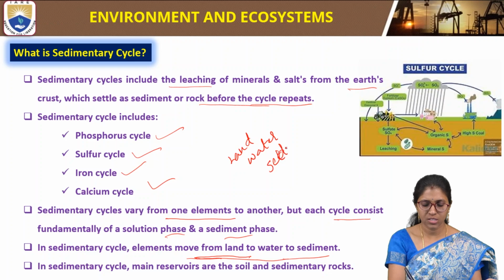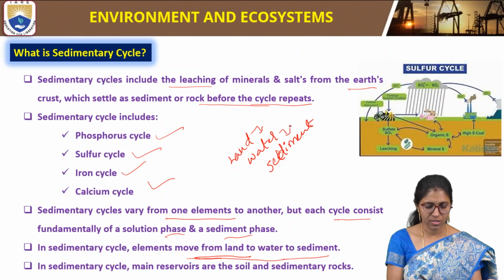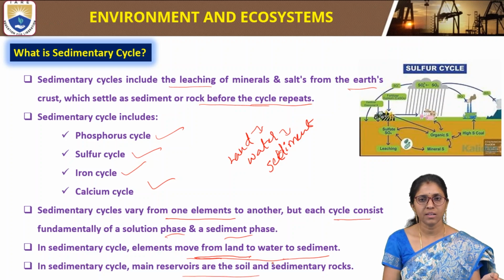So here is the sedimentary cycle. Elements are moved first from the land to water, then from water to sediment. The main reservoirs in the sedimentary cycle are the soil as well as the sedimentary rocks.